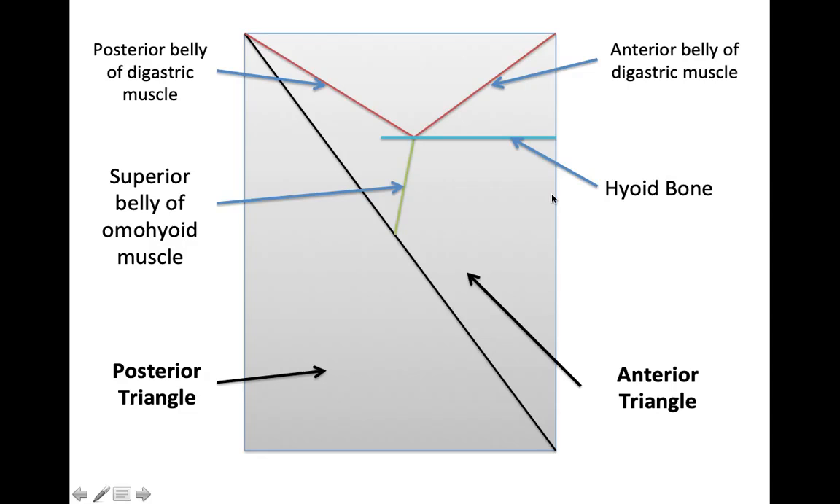Now let's talk about the anterior triangles, and further let's talk about different triangles in this part. So the first one is the digastric triangle, which is the submandibular triangle.